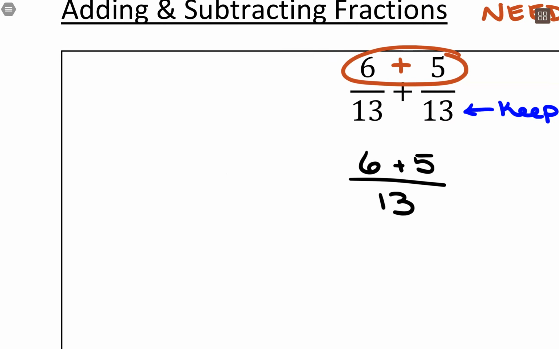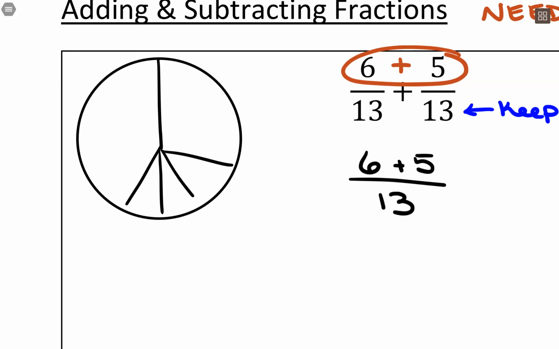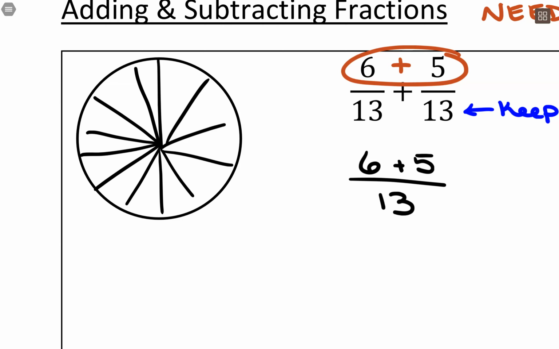Because visually what we're doing here, and this can be kind of tricky to draw with 13 pieces, so I'll do my best here. Let's say we have something with 13 pieces. 1, 2, 3, 4, 5, 6, 7, 8, 9, 10, 11, 12, 13. I think I did it. So the idea is we have 6 of these pieces. 1, 2, 3, 4, 5, 6 of these 13ths. And what we're doing is we're adding on 5. 1, 2, 3, 4, 5.